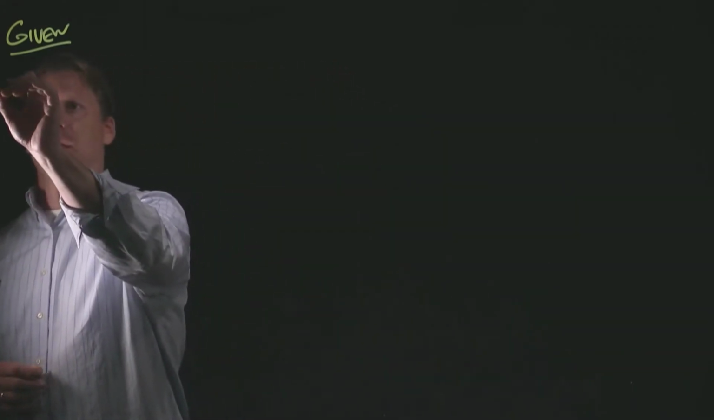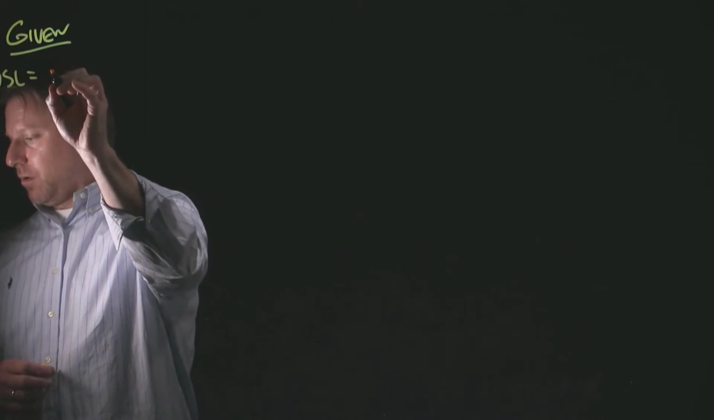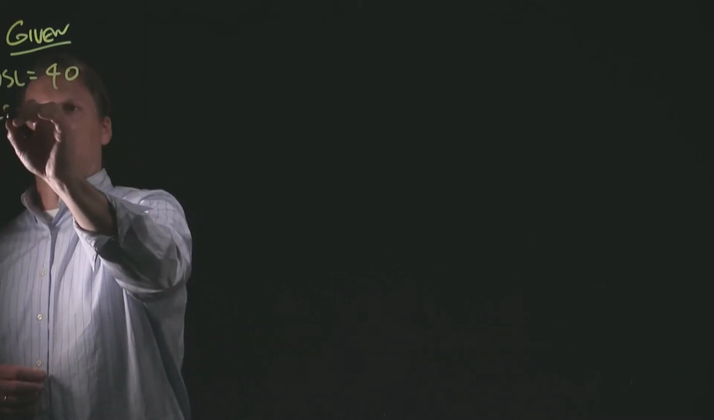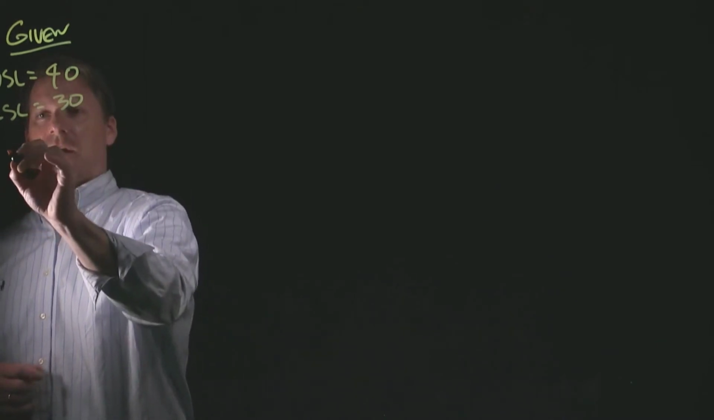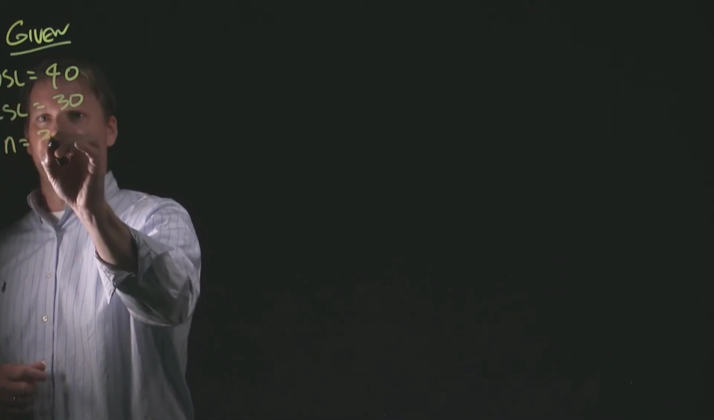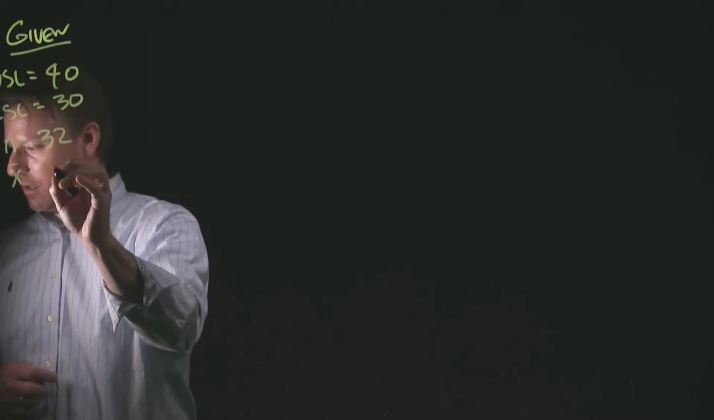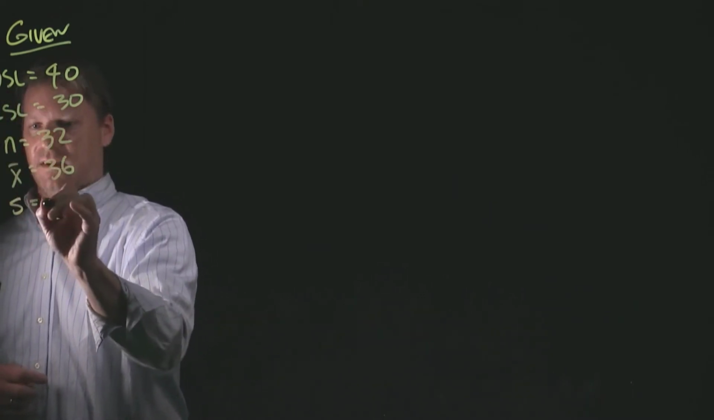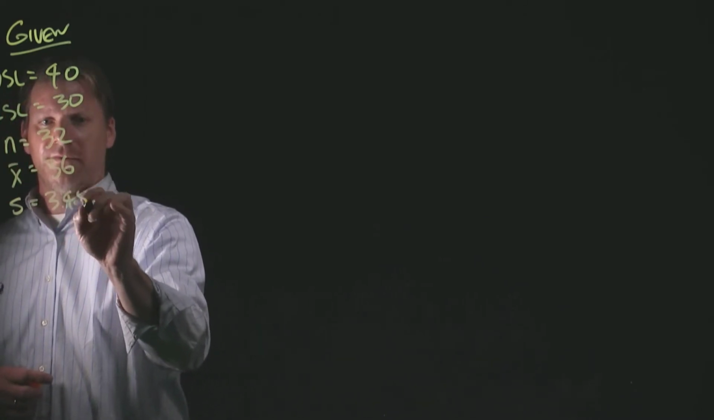It goes on and says the process has an upper specification limit of 40 and a lower specification limit of 30. A sample of 32 yielded an X bar of 36 and a standard deviation of 3.45. So just like it's become our habit, we're going to write out the given information first. My upper specification limit equals 40. My lower specification limit is equal to 30. We conducted a sample of 32, resulting in an X bar equal to 36 and a standard deviation of 3.45, right?